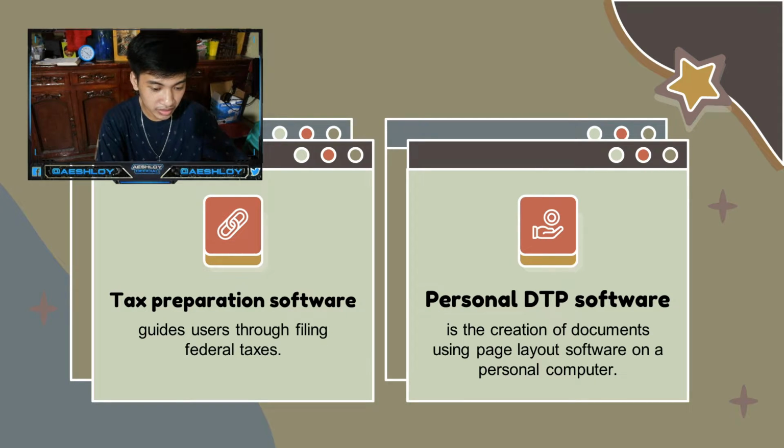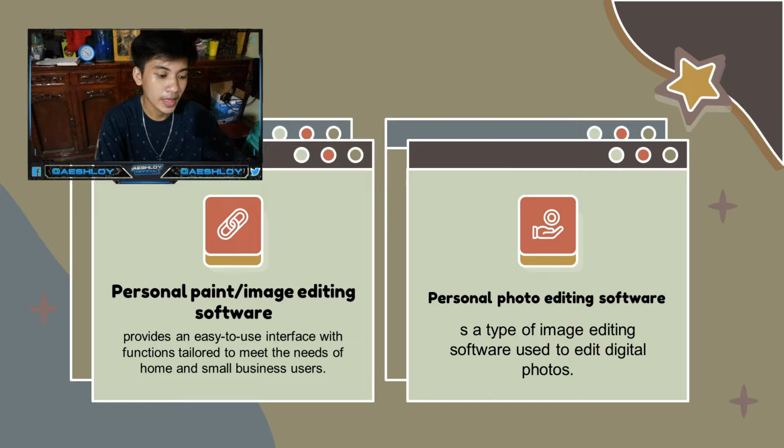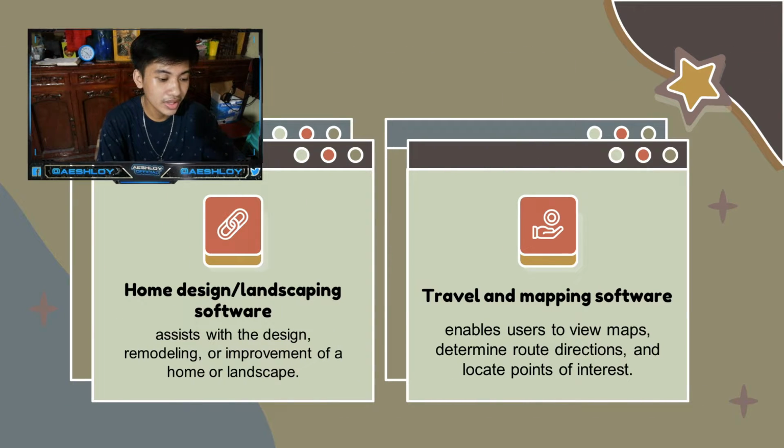We have personal DTP software, which is the creation of documents using page layout software and a personal computer. Then we have personal paint image editing software, which provides an easy to use interface with functions tailored to meet the needs of home and small business users. Then we have personal photo editing software, a type of image editing software used to edit digital photos. Then we have home design landscaping software, which assists with the design, remodeling, or improvement of a home or landscape. And travel and mapping software enables users to view maps, determine routes and directions, and locate points of interest.